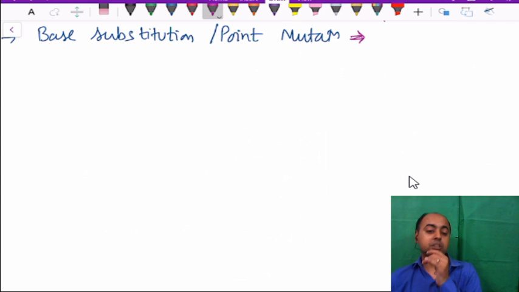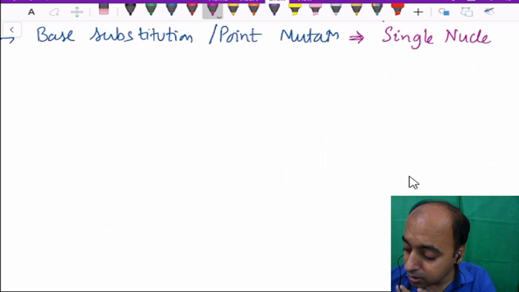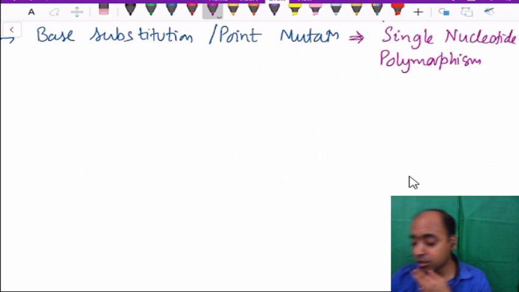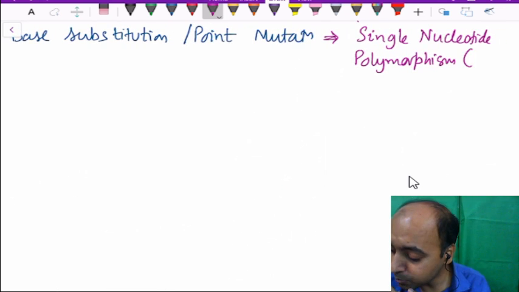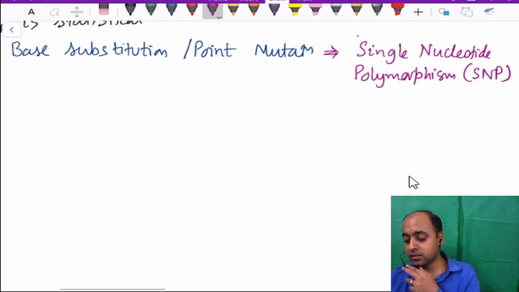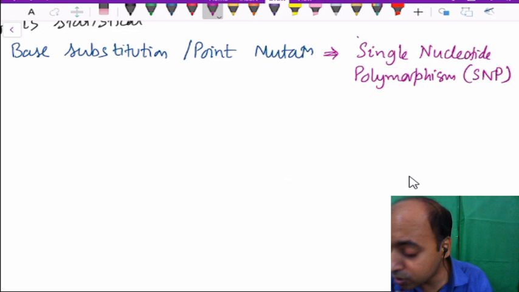So this is the mutation, the base substitution or point mutation. In what polymorphism does it evolve? It evolves into what is known as the single nucleotide polymorphism. Because the base substitution or point mutation is the most common mutation, the SNP is the most common polymorphism. The SNP is the most common polymorphism. So when we talk about base substitution or point mutation, we can have two types. I'll show them one by one.